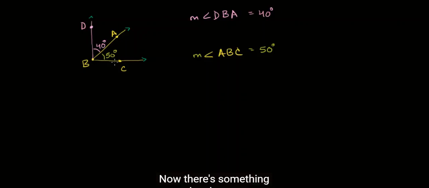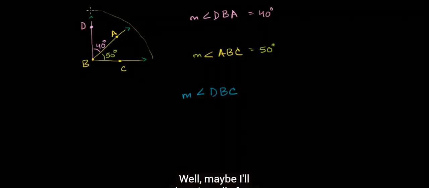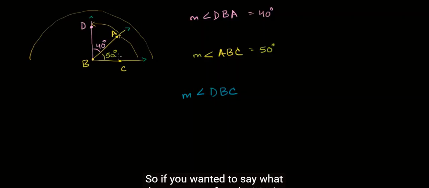Now there's something else that you might notice that's interesting here. We know that the measure of angle DBA is 40 degrees and the measure of angle ABC is 50 degrees, and you might be able to guess what the measure of angle DBC is. If you had a protractor right over here, clearly this is opening up to 50 degrees, and this is going another 40 degrees. So the measure of angle DBC would essentially be the sum of 40 degrees and 50 degrees.